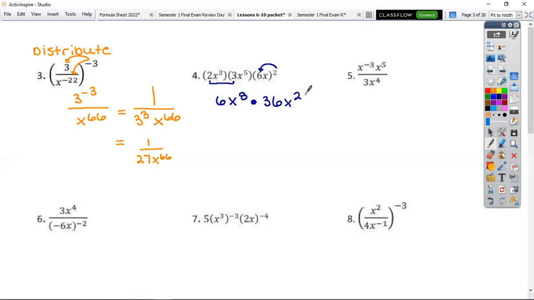Okay, so we need to find 6 times 36. So using your calculator, 6 times 36 equal to 216. You have 216, add your exponents, so x to the 10.